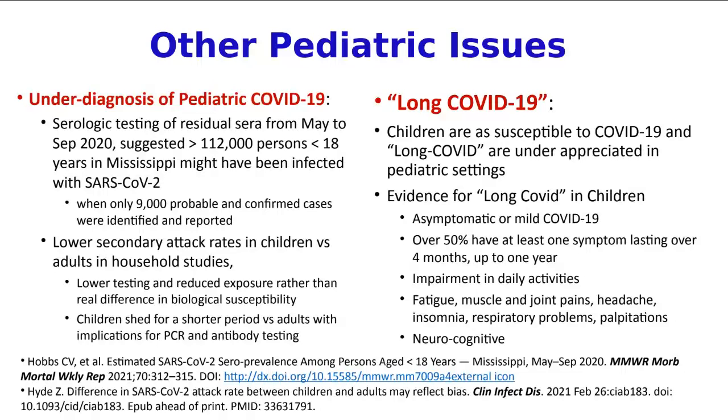Other pediatric issues to pay attention to as it relates to COVID-19 is the underdiagnosis of pediatric COVID. We have to realize now that we have to identify the children, especially since we're hearing now that children are now being prepared to go back to school in September. And the other issue too is that children are presenting now with what they call long COVID, meaning then that they may be asymptomatic initially or may have mild COVID. And then what happens is that they go on to have long COVID, where they have fatigue, muscle and joint pains, headache, they're not sleeping well, they have respiratory problems, they have palpitations, and they have neurocognitive effects. So those are things to think about.